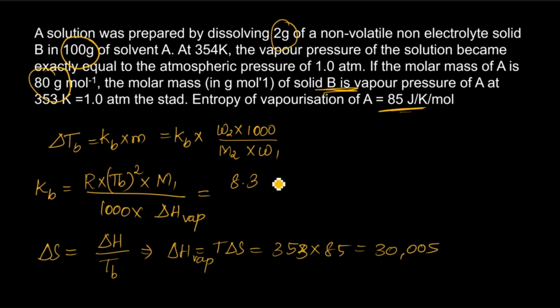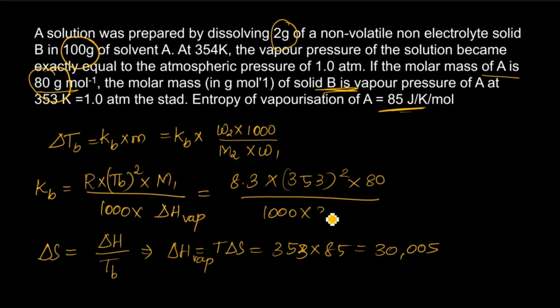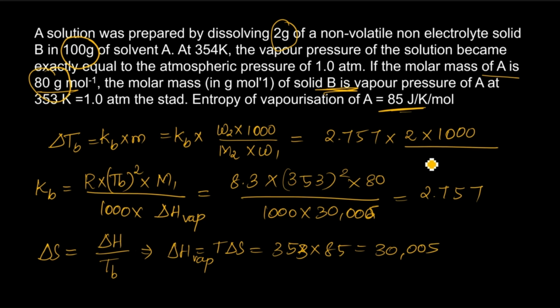So I am substituting the values: 8.3 into TB, that is 353, M1, that is 80, molar mass of A, divided by 1000 into 30,000, right? Where I'll get 2.757. So I'm substituting the value over here, 2.757 into W2. What is W2? 2 grams of non-volatile solute. So 2 into 1000 divided by M2, that we are going to find, into W1, that is 100 grams of solvent.